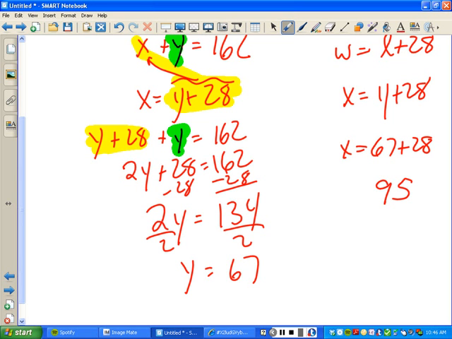What did you do? That's not even what Bryant did. What Bryant did was he took 162, divided it by 2, got 81, added 81 and 14, got 95.